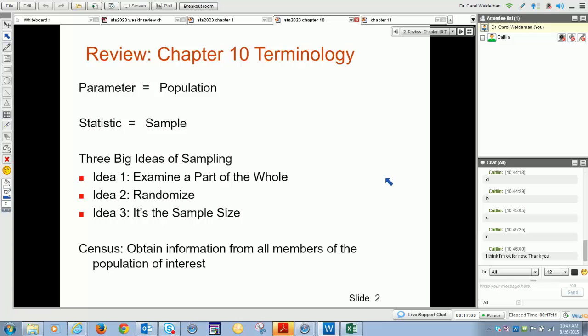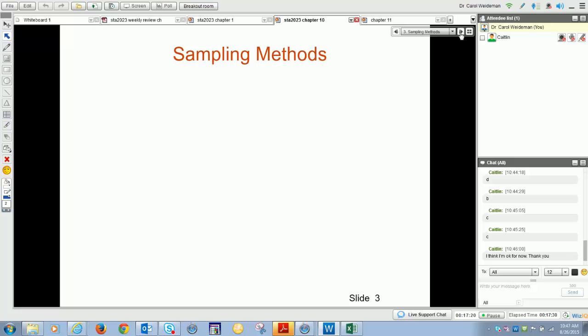As we work through the semester, you'll see that we talk about a sample size, and it leads into what we call precision and accuracy, and we'll learn about more of that later in the semester. But the census is where we get data from all the members of the population of interest. So in the United States, we do a census every 10 years.